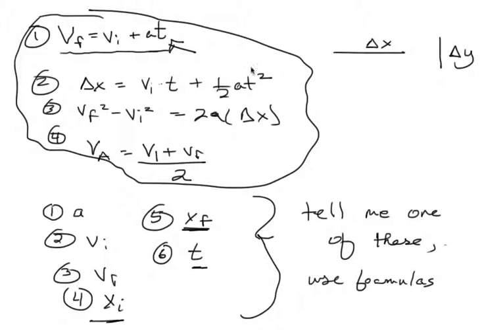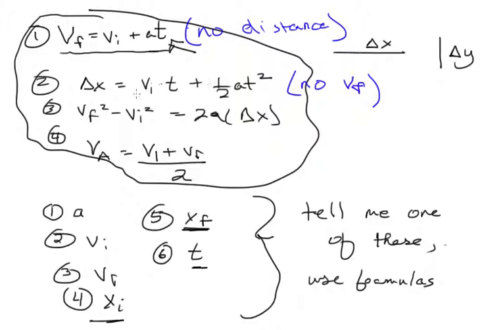So notice that this formula here does not have displacement anywhere in it. I'm just going to keep it simple: no distance. Right? So if a problem is asking you to tell me the final position, don't use this formula, number one, because there's no distance in this formula. There's just velocities, acceleration, and time. Okay, what about the second one? This one has no v final.